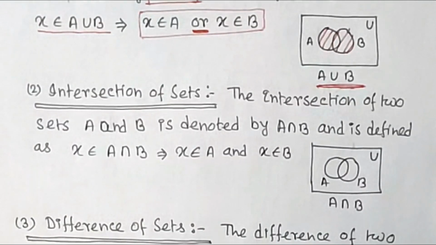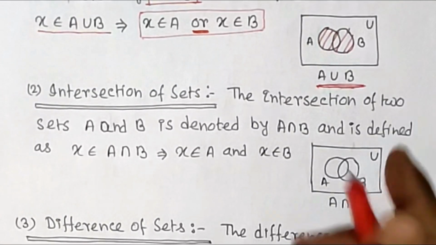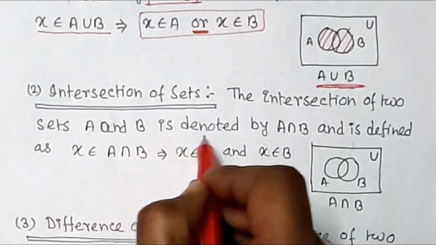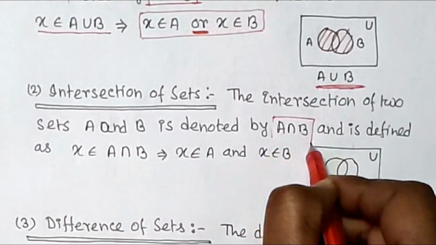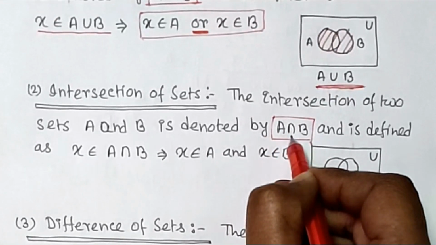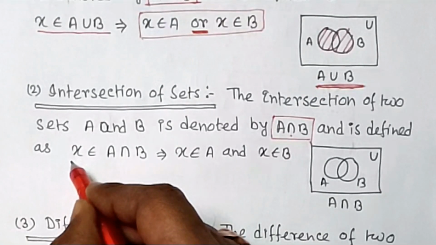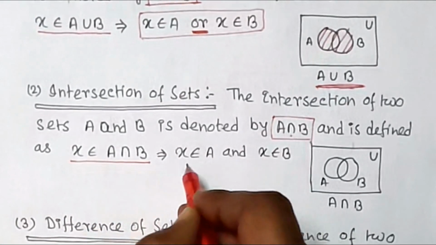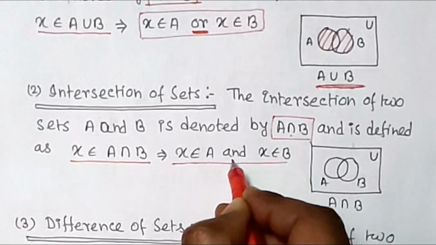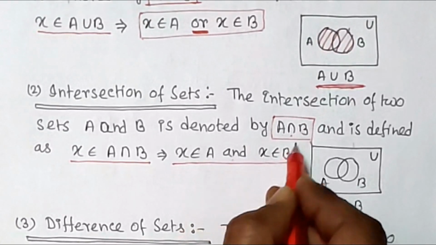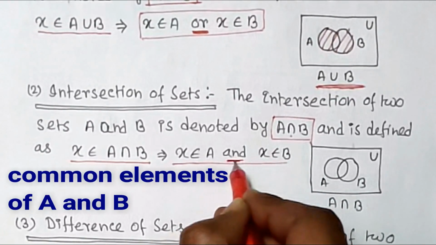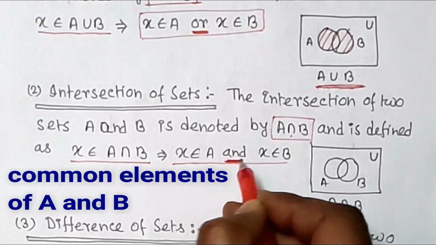Number 2, intersection of two sets. The intersection of two sets A and B is denoted by A intersection B. This is the symbol of intersection and is defined as: X belongs to A intersection B implies X belongs to A and X belongs to B. For intersection we have to write the word AND.